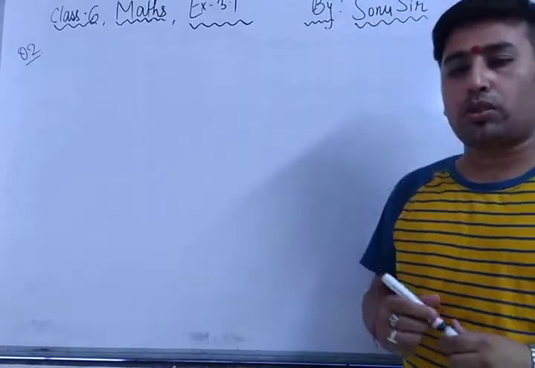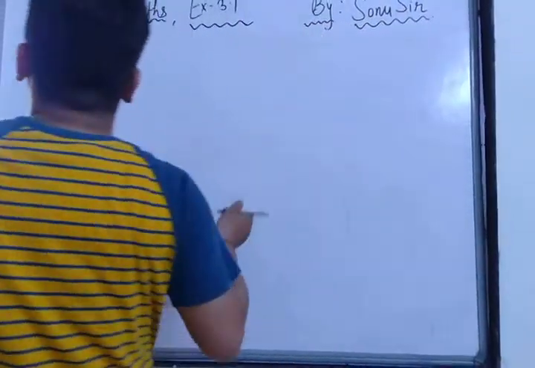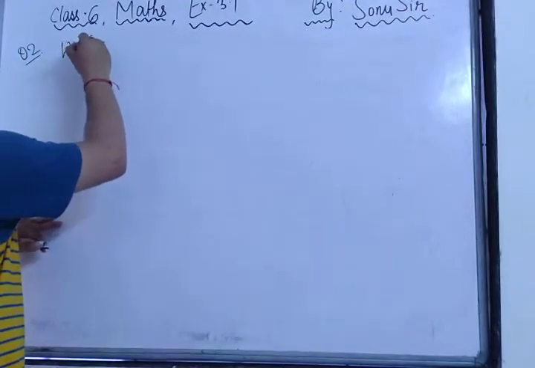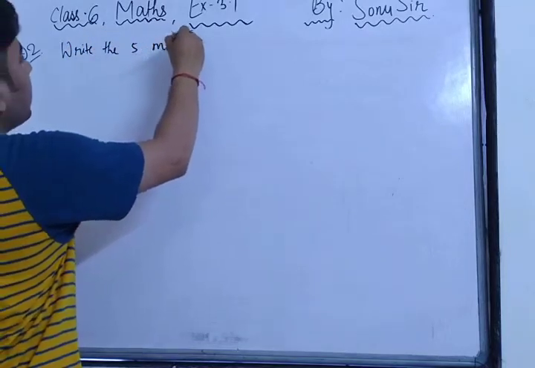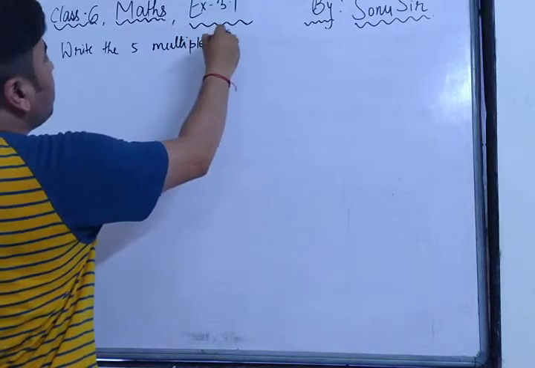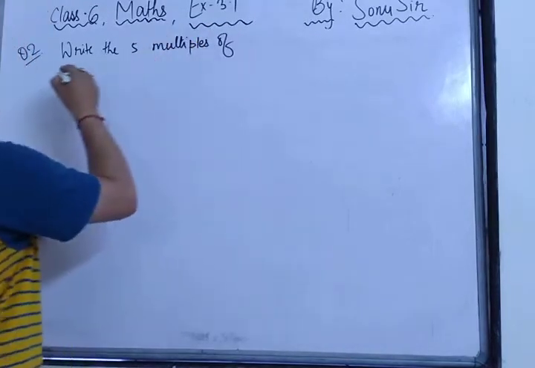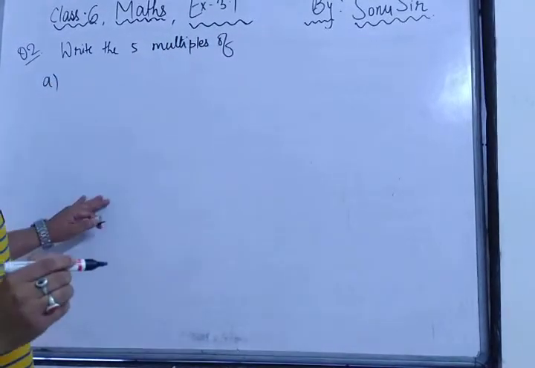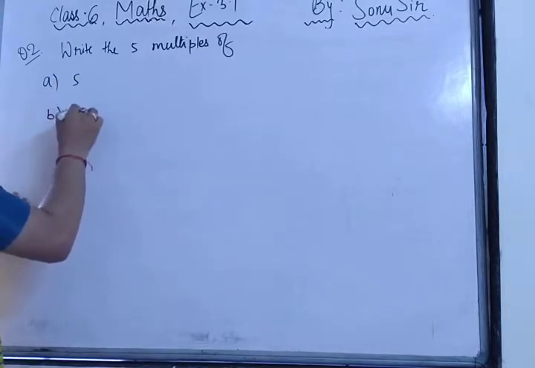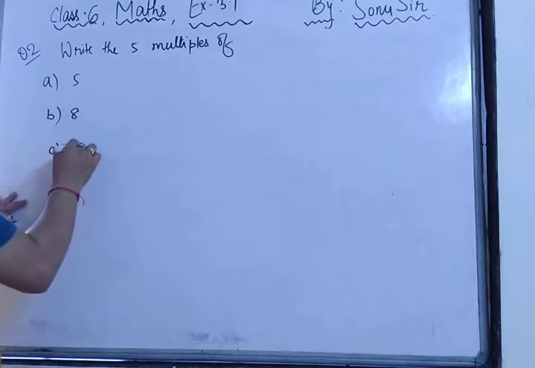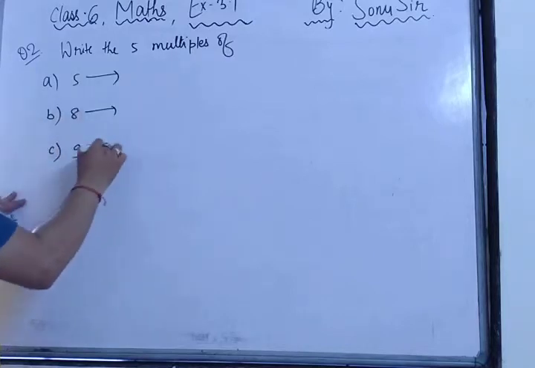Question number 2 is: write the 5 multiples of. What you have to write? You have to write 5 multiples of some numbers, that table you have to write, okay? So 5, 8 and 9. What are the 5 multiples?